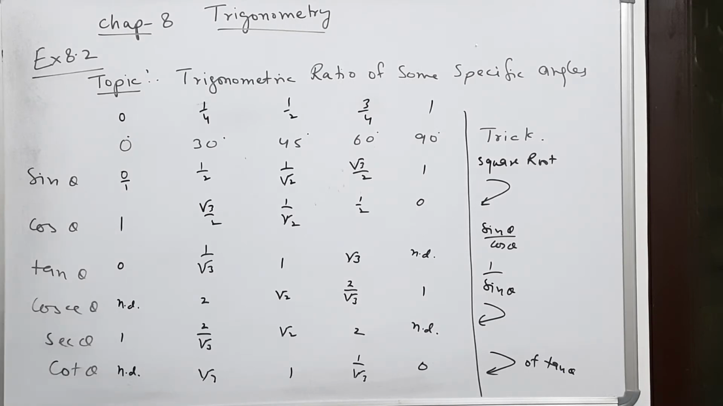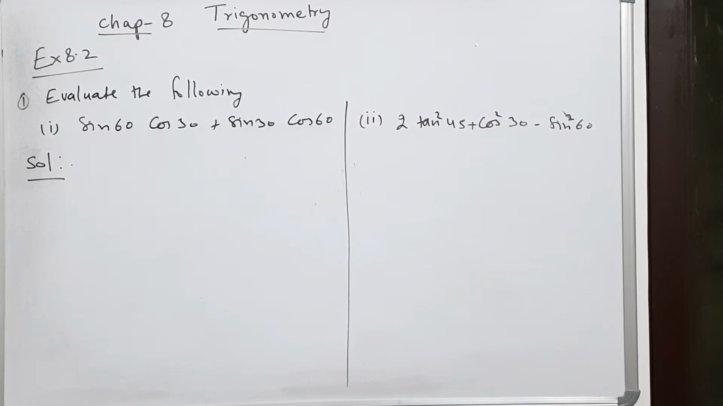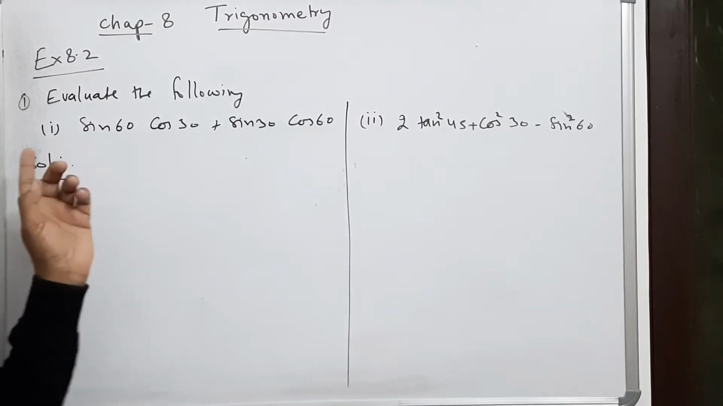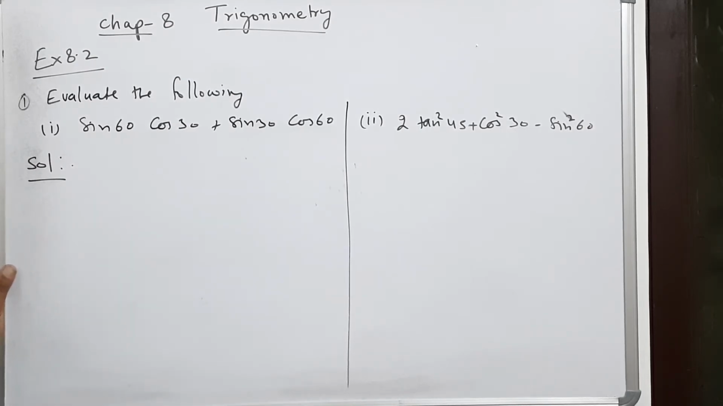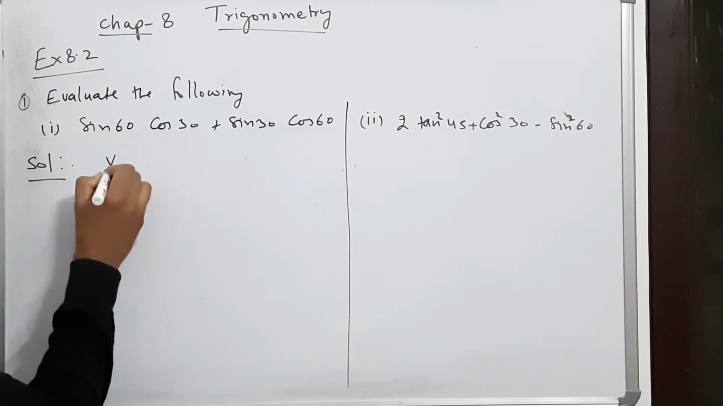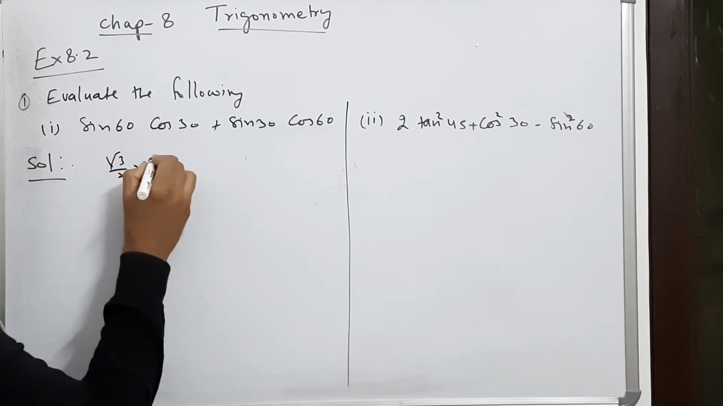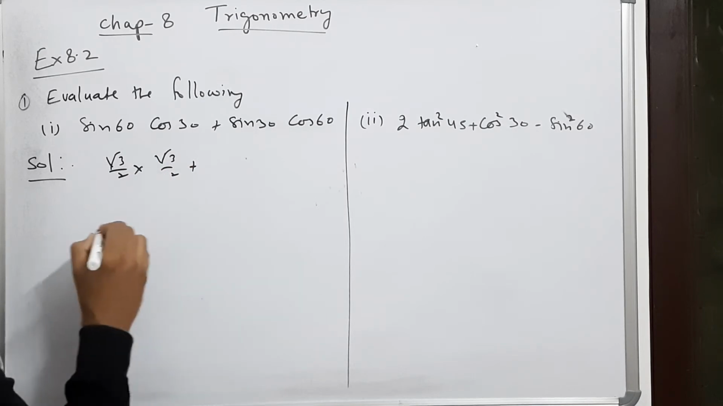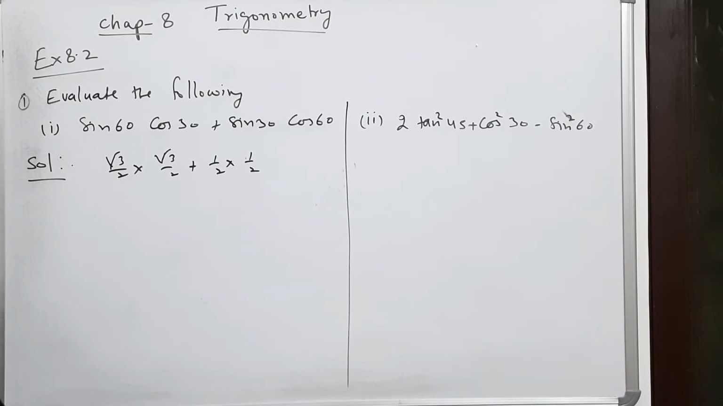Now I am taking exercise 8.2. Yes, now I am taking a few problems from exercise 8.2. This is the simplest part of trigonometry. The only important thing is you must know the table very nicely. Now the value of sine 60, if you see from the table, it will be root 3 by 2. The value of cos 30 will be root 3 by 2. The value of sine 30 is 1 by 2. The value of cos 60 is also 1 by 2.